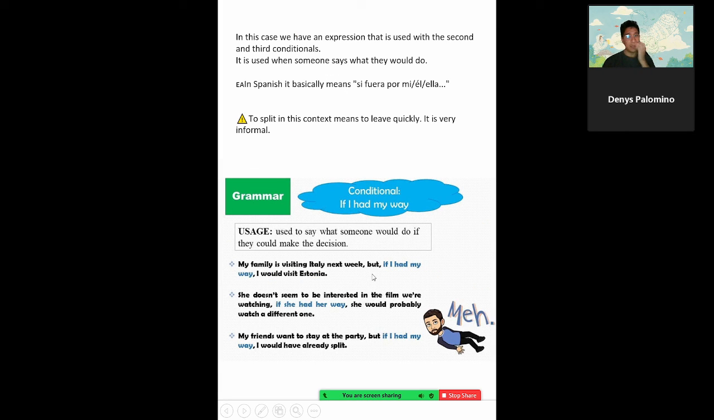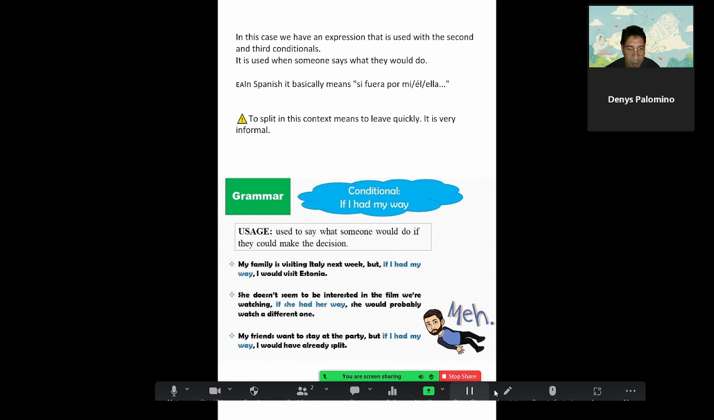Y el último, tenemos una última gramática. Okay, so in this case, we have an expression that is used with the second and third conditional. In Spanish, it basically means, si fuera por mí, si fuera por él, si fuera por ella. Okay? If I had my way. Use when someone would do it if you could take the decision. Es como if I were you, or if I were in your shoes. Si estuviera en tus zapatos.